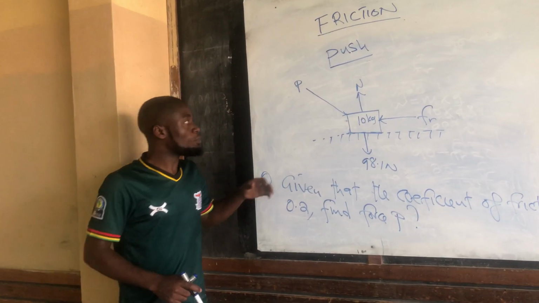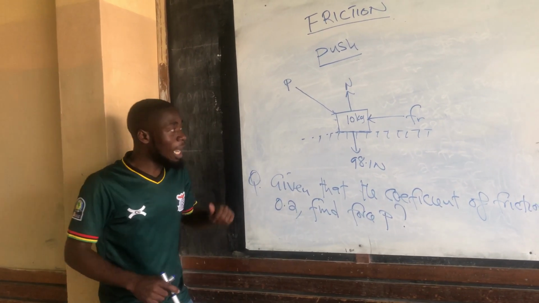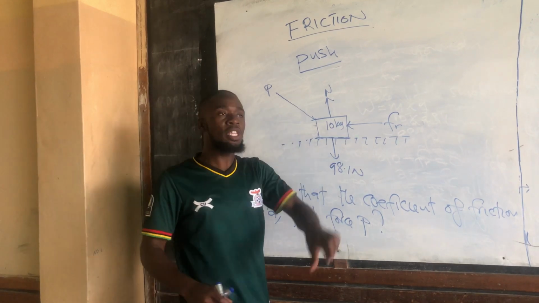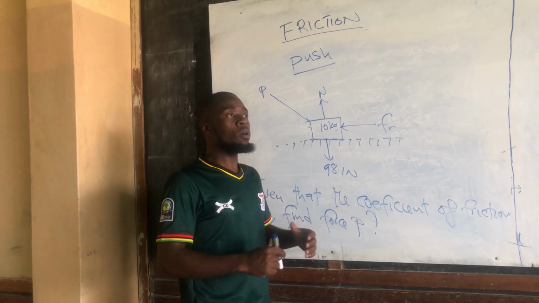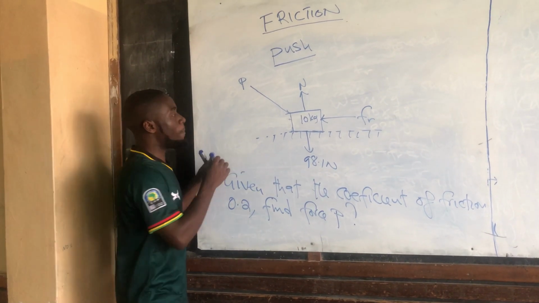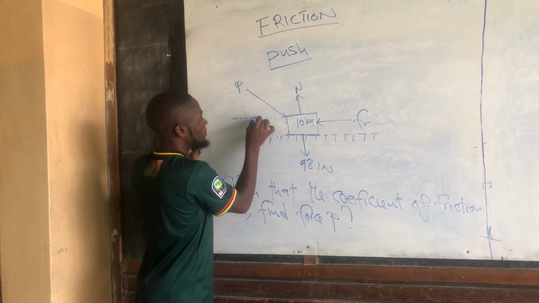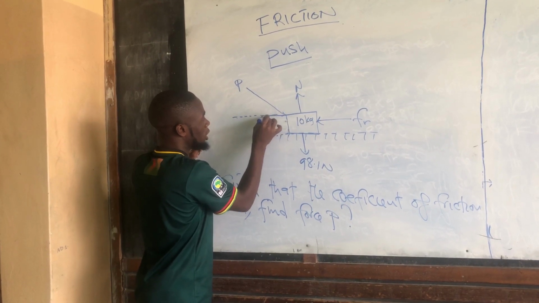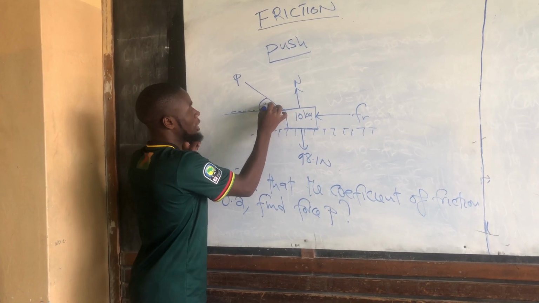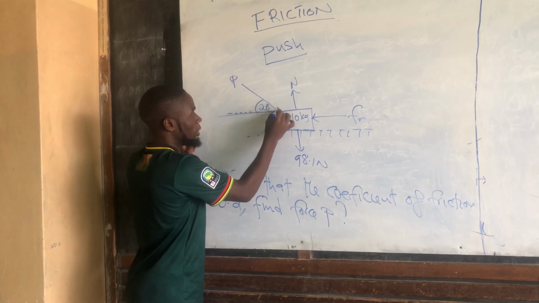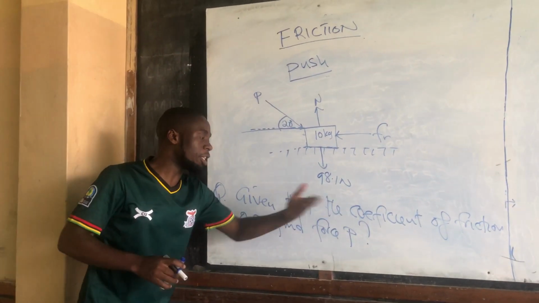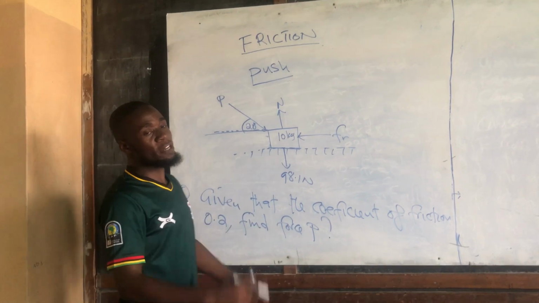So the first thing here, they will even give you the angle. Say you are pushing at an angle above the horizontal. Let me draw a straight triangle. You are pushing at an angle of 20 degrees in this direction. Then they tell you, given that the coefficient of friction is 0.2, find force P.